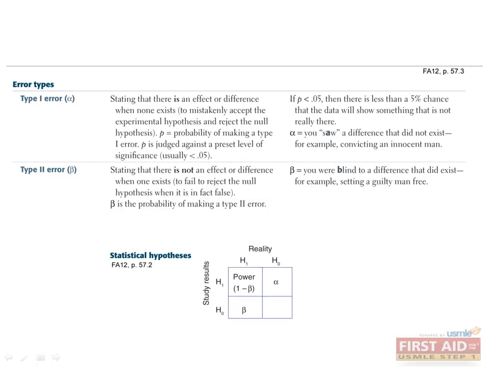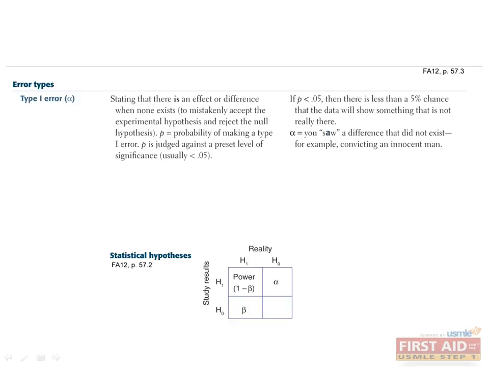Now let's talk about types of errors when evaluating statistical hypotheses. Type 1 error is incorrectly stating that there is an effect or difference when none exists in reality. In other words, type 1 error occurs when the experimental or alternative hypothesis is mistakenly accepted and the null hypothesis rejected, when in reality the null hypothesis is correct.